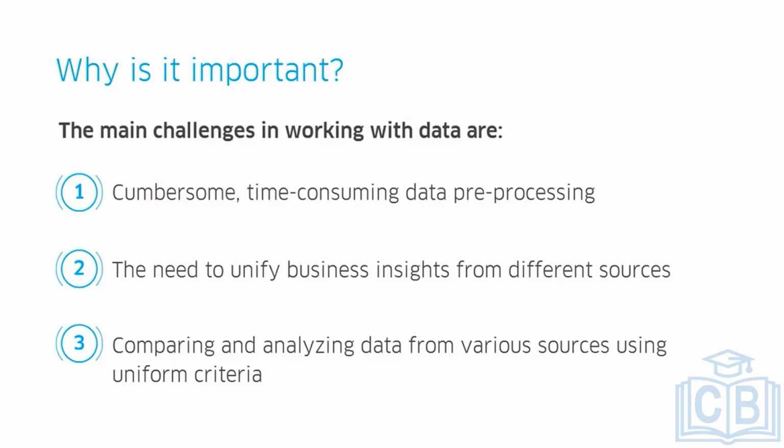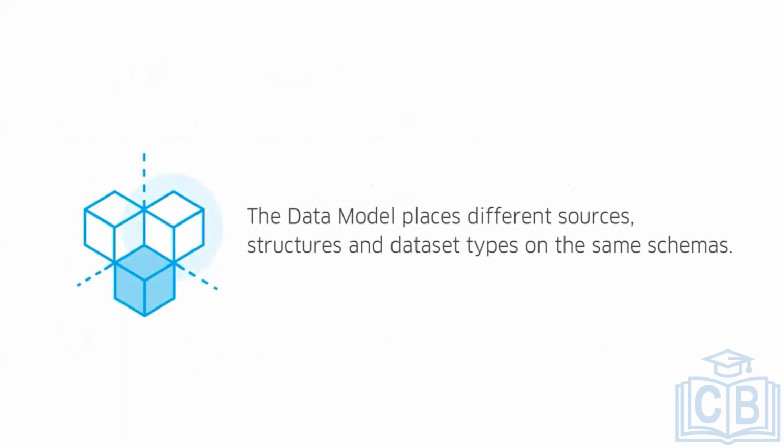Comparing and analyzing data from various sources using uniform criteria. Again, to compare and analyze data from various sources, we need to maintain uniformity. We need to aggregate them, and only then do we get it. The data model places different sources, structures, and dataset types on the same schemas. It's very self-explanatory. You may read it once more.